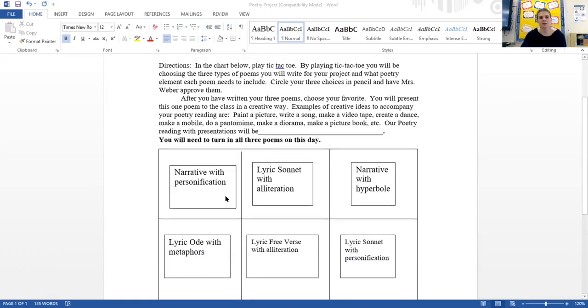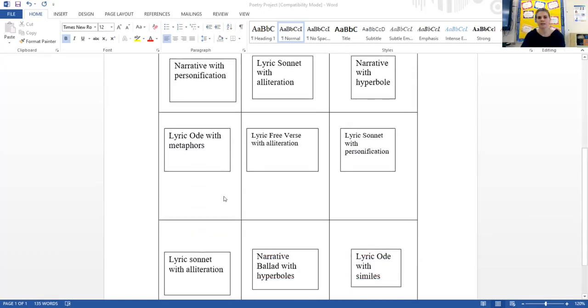We see down here, there are 9 boxes, just like we would have if you were playing tic-tac-toe, but those boxes would be empty. It tells you what type of poem. So we see we have narrative. Oh, down here, it's a narrative ballad. So that's a specific type of narrative. We'll talk about that in a minute. And then all the others we see lyric, but they're also specific. We see lyric sonnet, lyric ode, a lyric free verse.